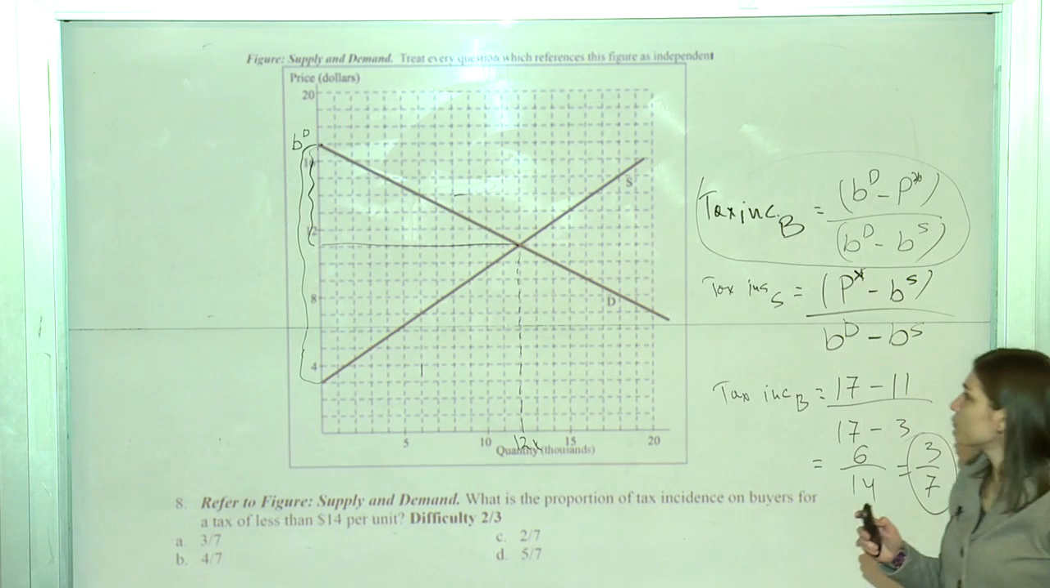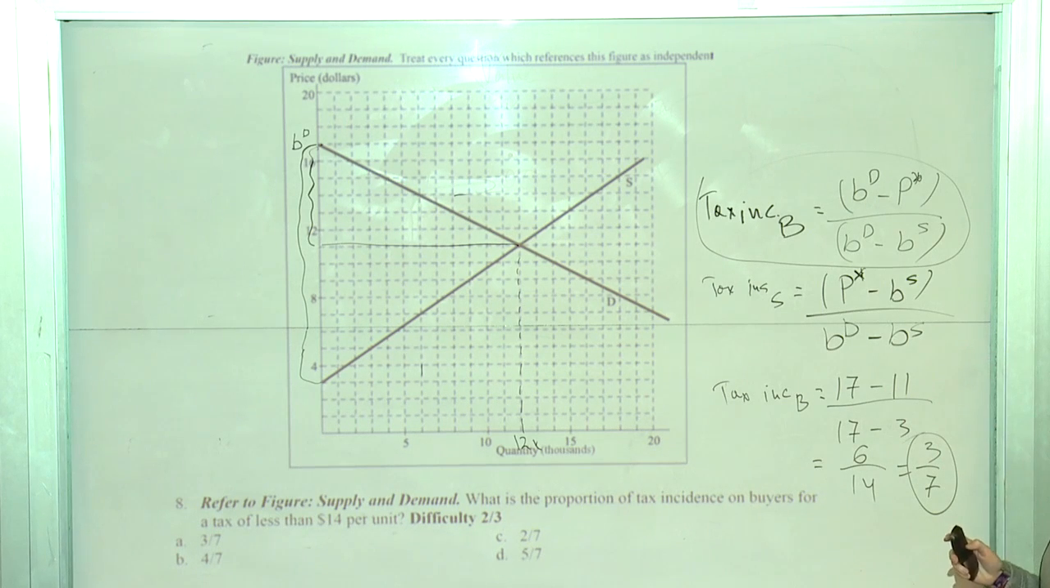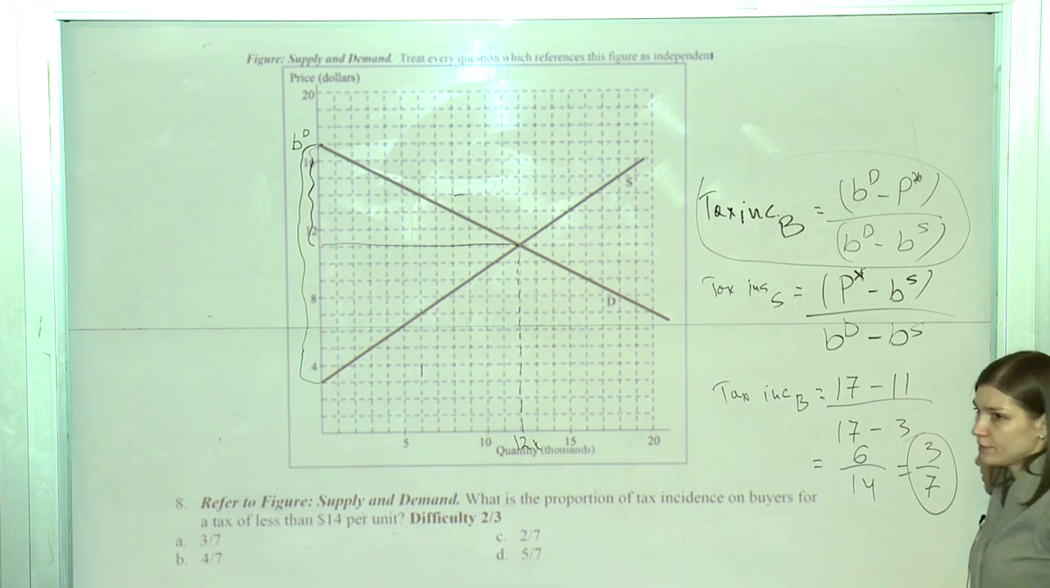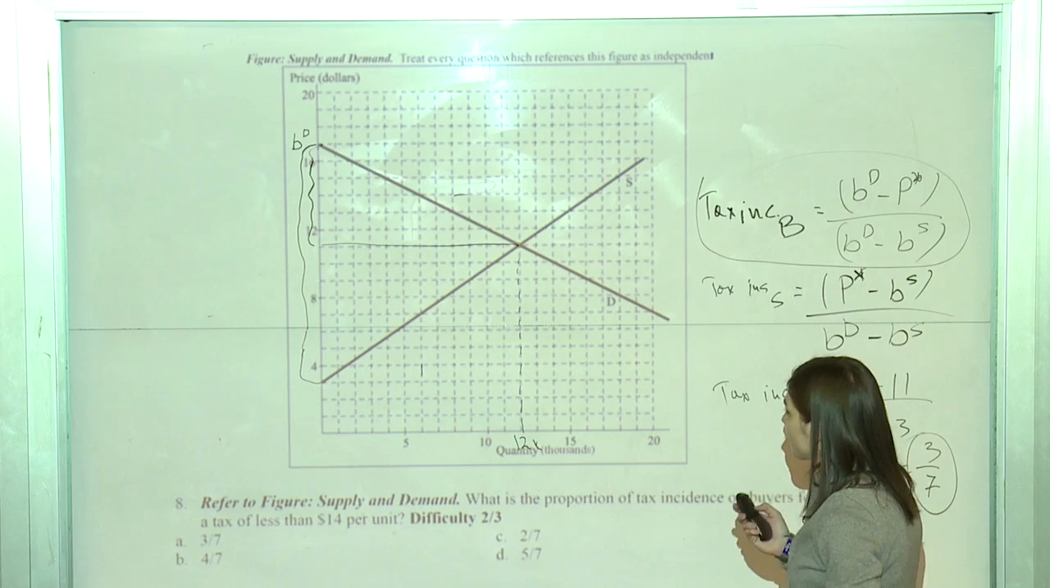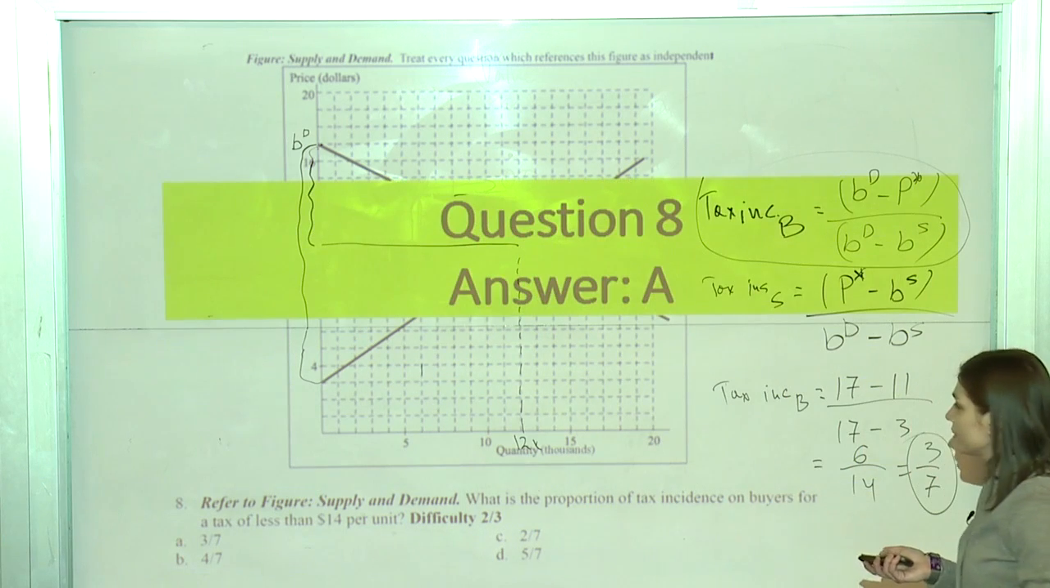So in our example from before, when there was a tax of $7, buyers are always going to pay 3 of it, or end up losing $3 because of it, and suppliers 4. The answer here is A.